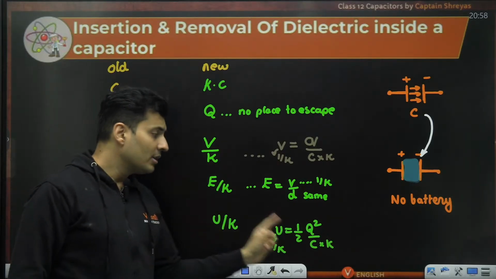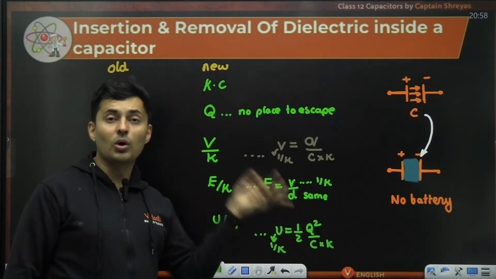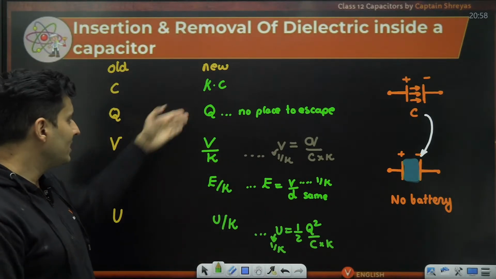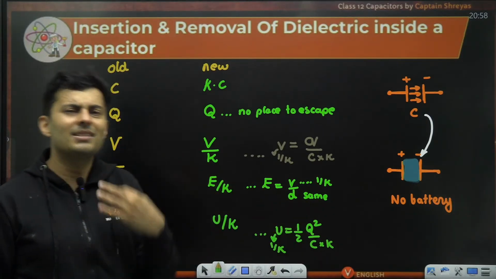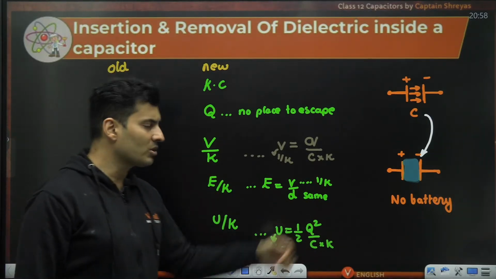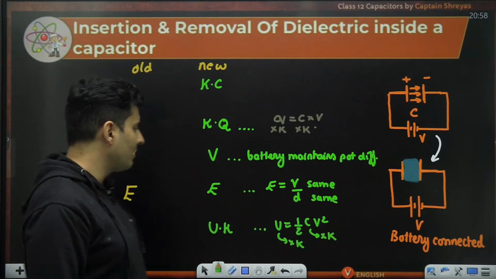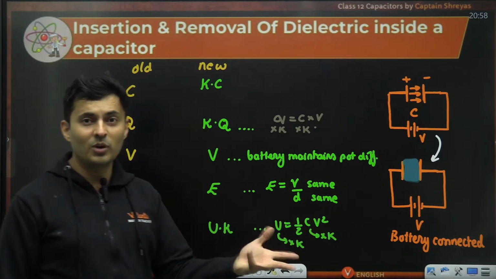For energy, you need to see what is constant, and accordingly change your formula. When charge is constant, make sure you keep charge in the formula, because the analysis will become easier: half Q square by C. When voltage is remaining constant, use half CV square, because voltage is the same.